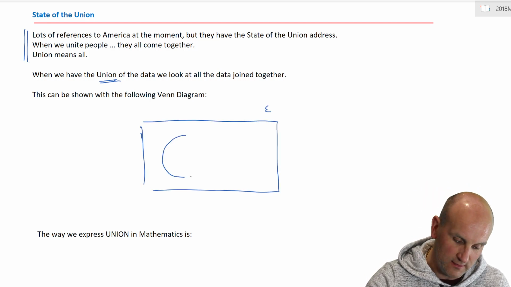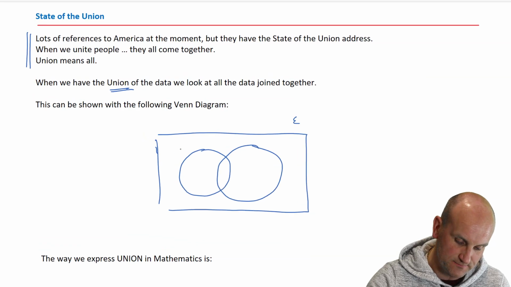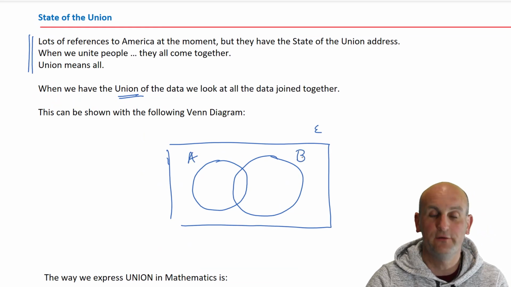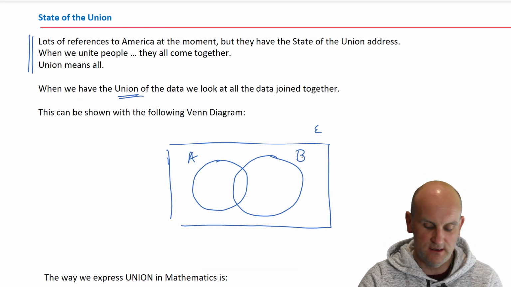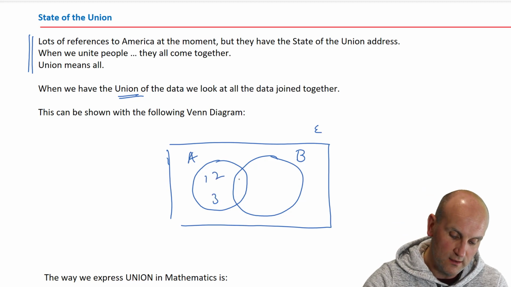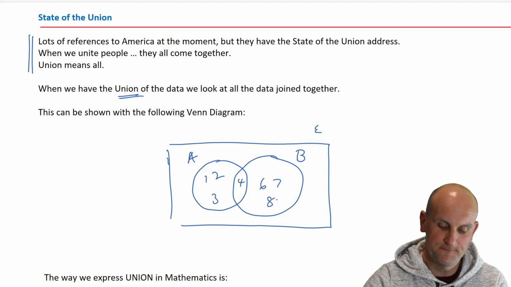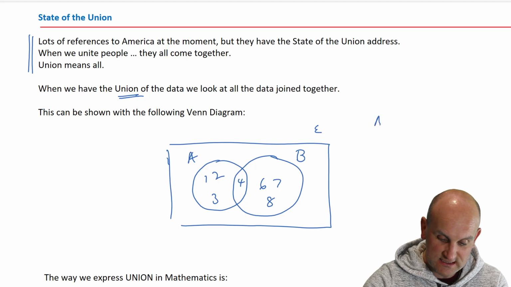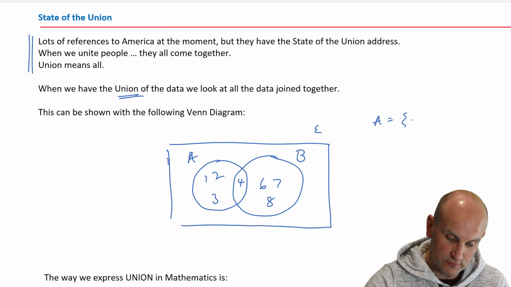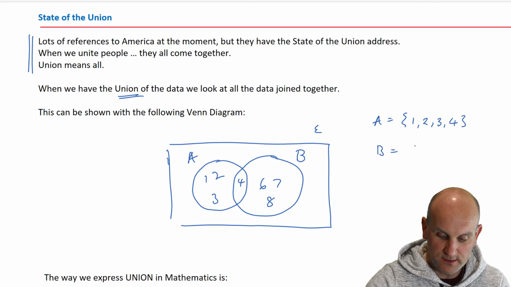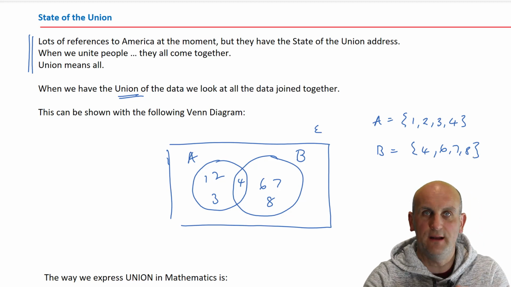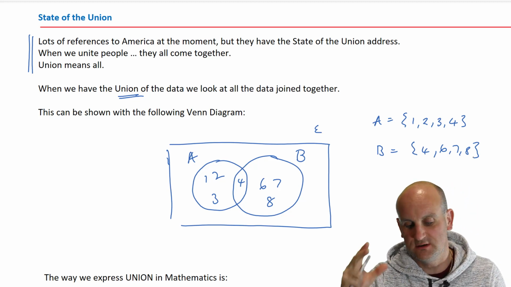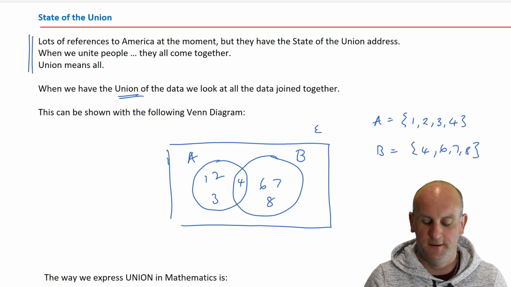There is event A and there is event B. Now, those circles should really be the same size. There shouldn't be any difference. 1, 2, 3, 4, 6, 7, 8. Now, if I was to list these separately, then I'd say that A was equal to 1, 2, 3, and 4. And B would be equal to 4, 6, 7, and 8. Because of the overlap, they've both got the 4, and B's got 6, 7, and 8 in it, and A's got 1 and 2 in it.